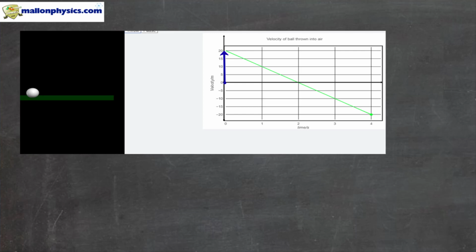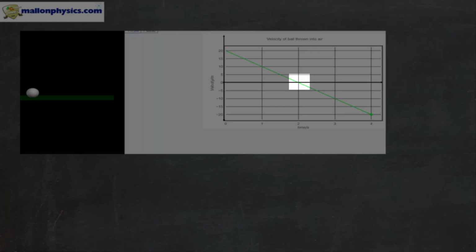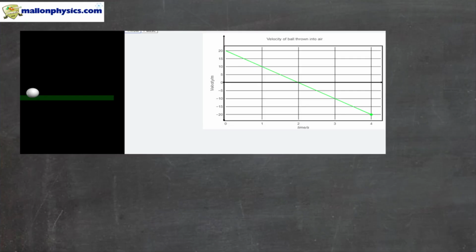Then after 2 seconds we can see that its velocity has been reduced to 0 metres per second, which means the ball has actually stopped. After the 2 second mark, we can see that the ball's velocity is increasing in the negative direction, and it finally lands at 4 seconds into the flight with a velocity of minus 20 metres per second, which means 20 metres per second downwards.